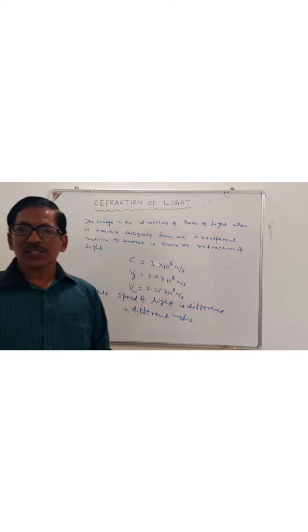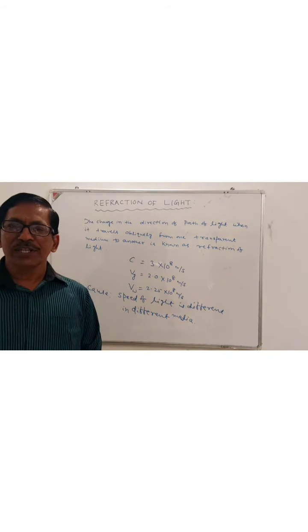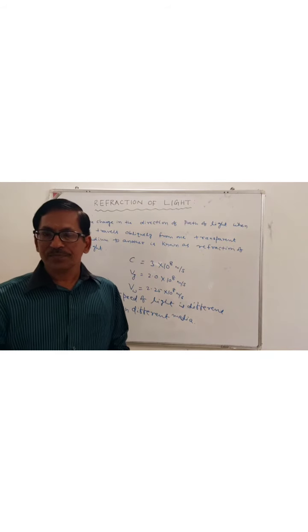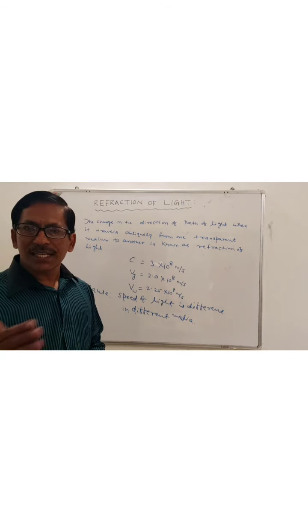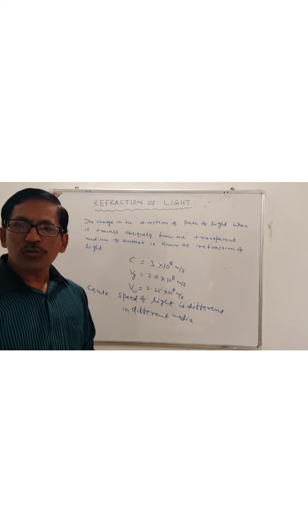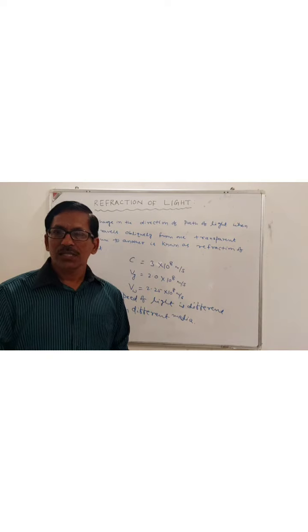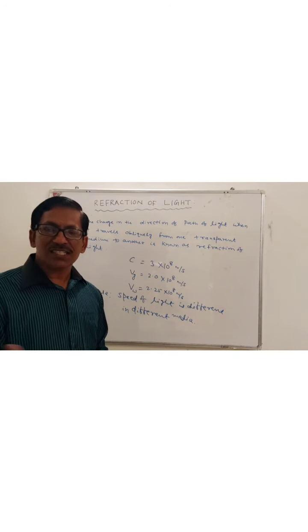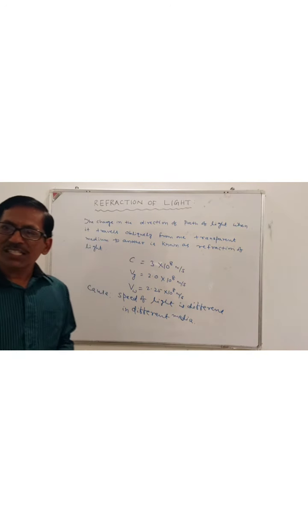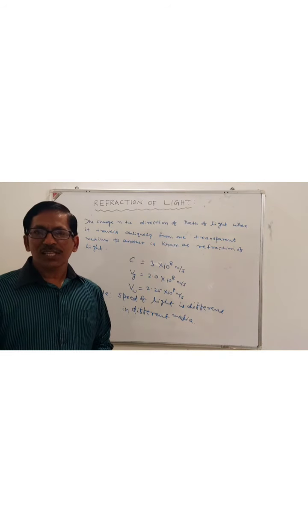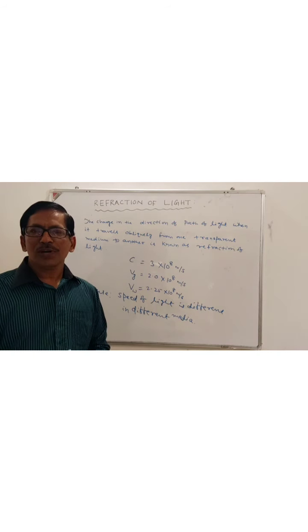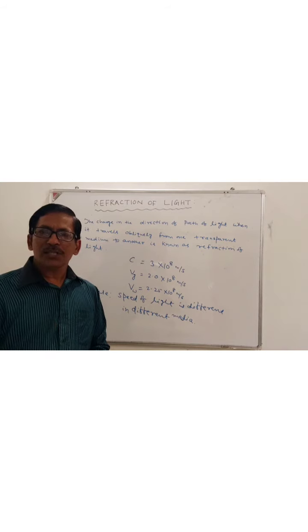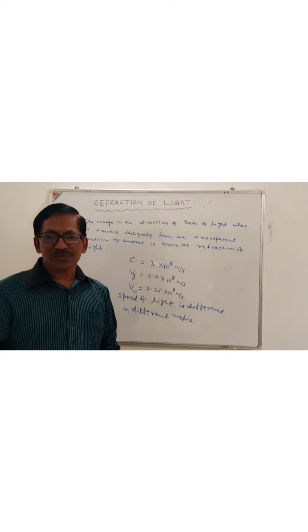Then how does the refraction take place when light is traveling from one medium to another? Let us see. We can define a term here called optical density. All of you know what mass density is. It is the mass per unit volume. But mass density and optical density are different. Mass density is the mass per unit volume, whereas optical density depends upon the speed of light in a medium.